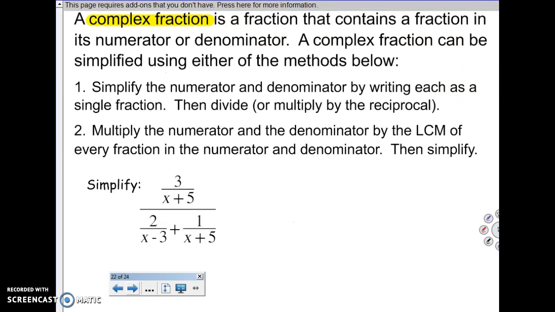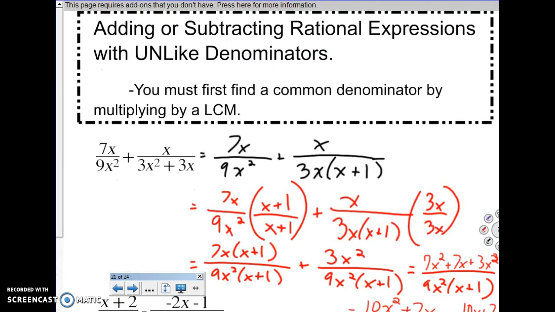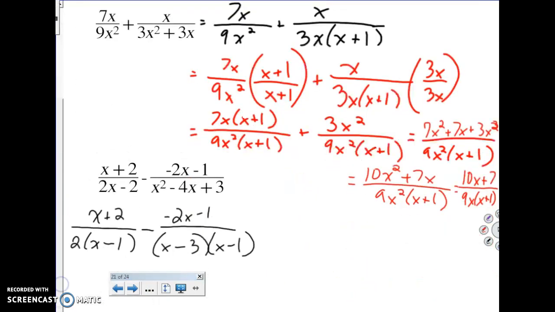So this complex fraction is where I'm going to pick up tomorrow. Make sure that you feel reasonably confident being able to find common denominators and simplifying some expressions, and we'll go from there. Thanks.